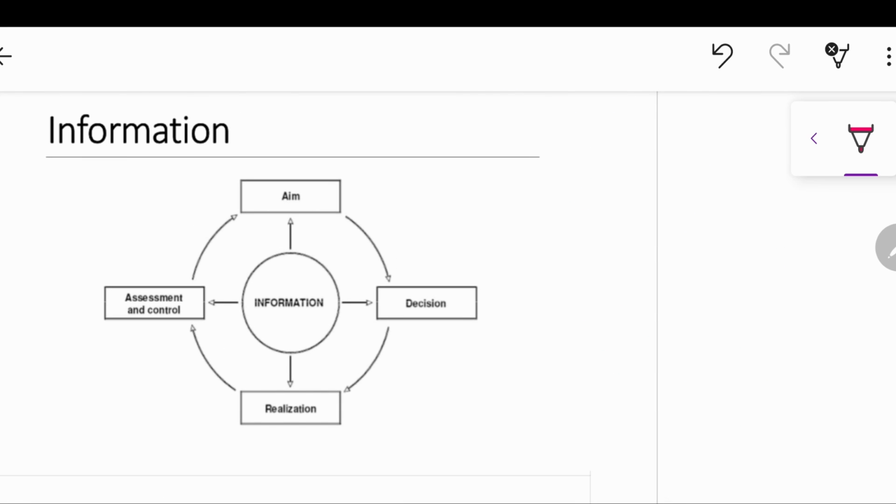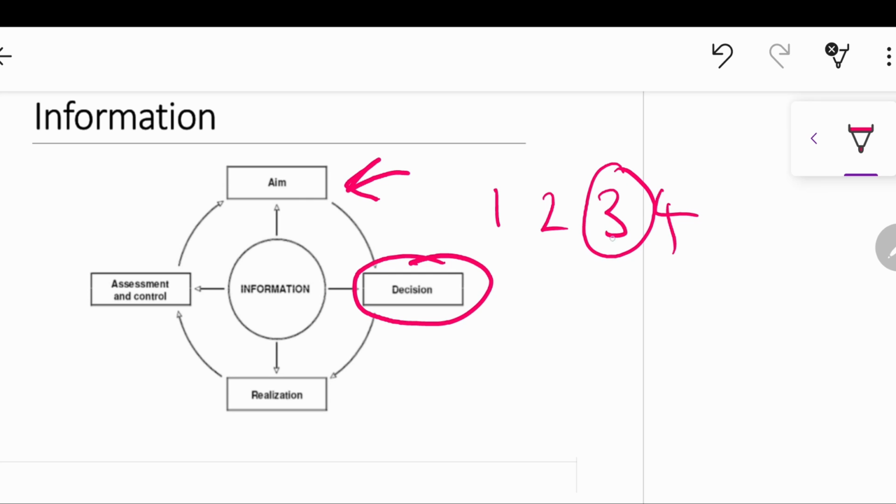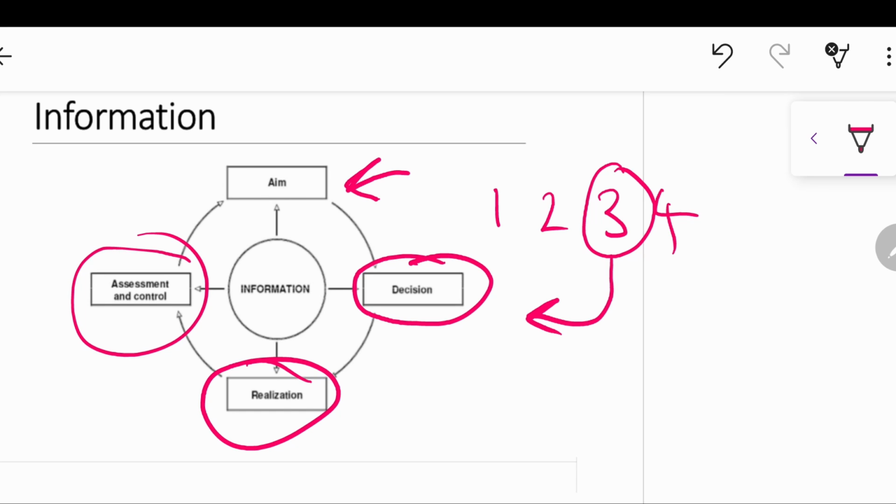So information. Information that helps a manager think comes from the aim, and from the aim we go clockwise. A decision should be made from the potential solutions available. A decision is made and it's realized, it's put into plan, and then a final assessment.